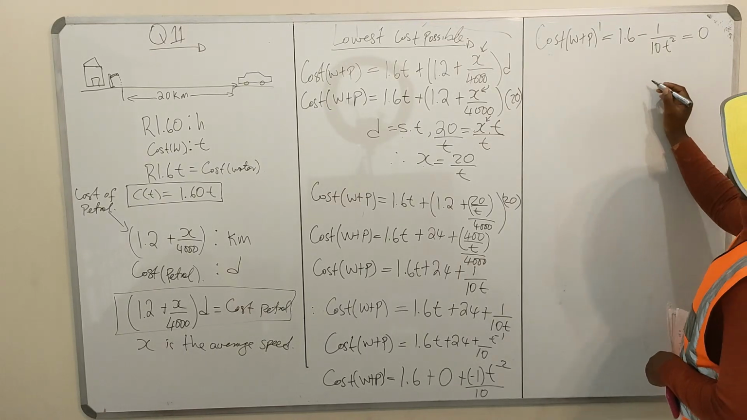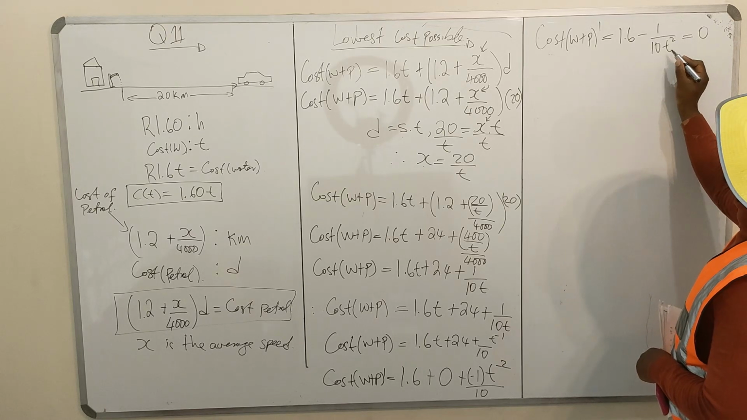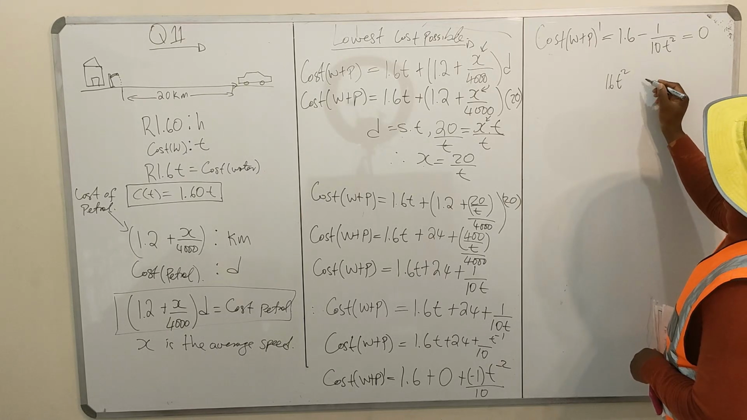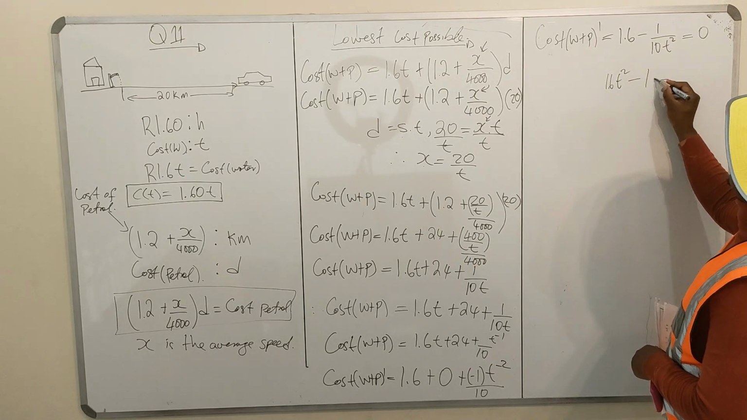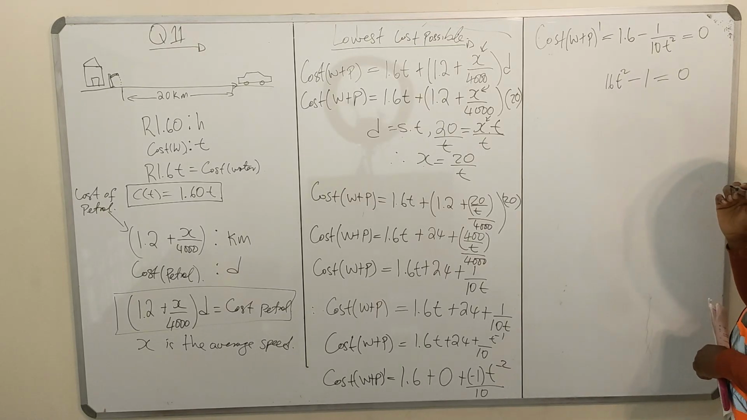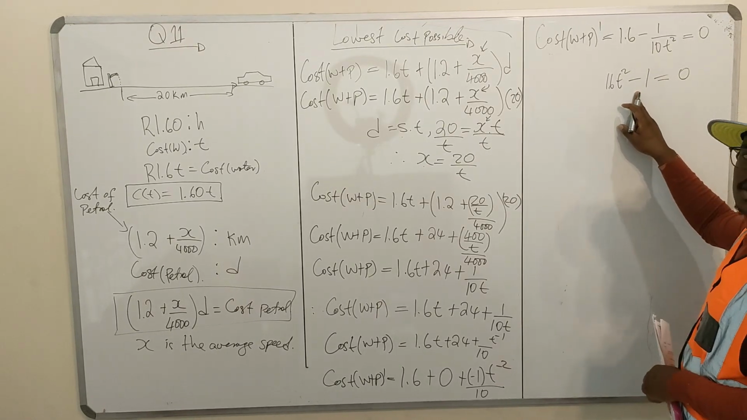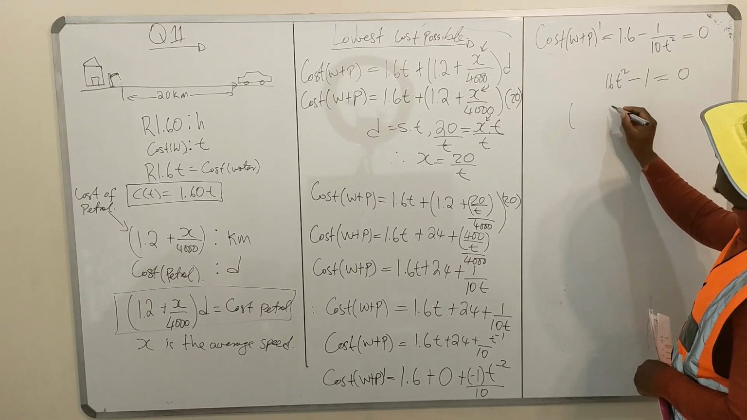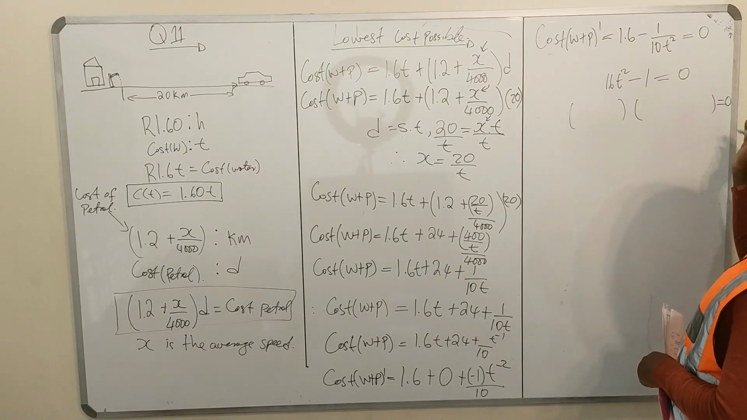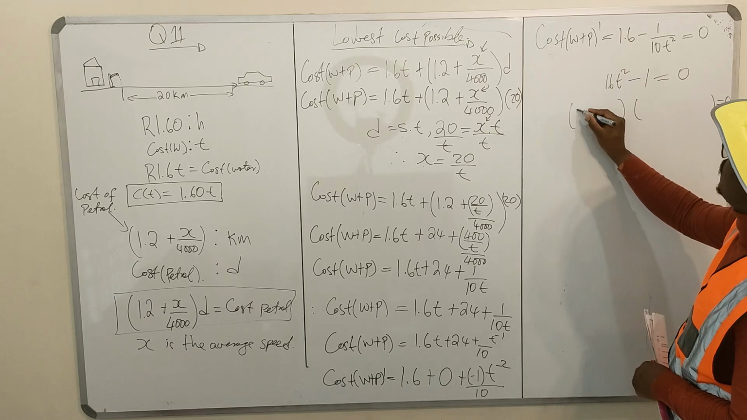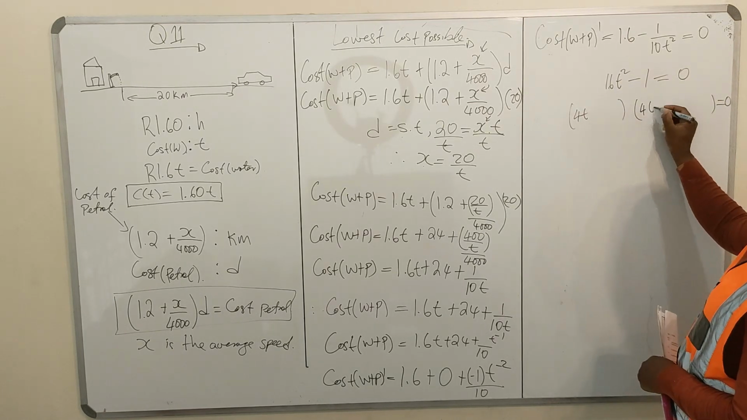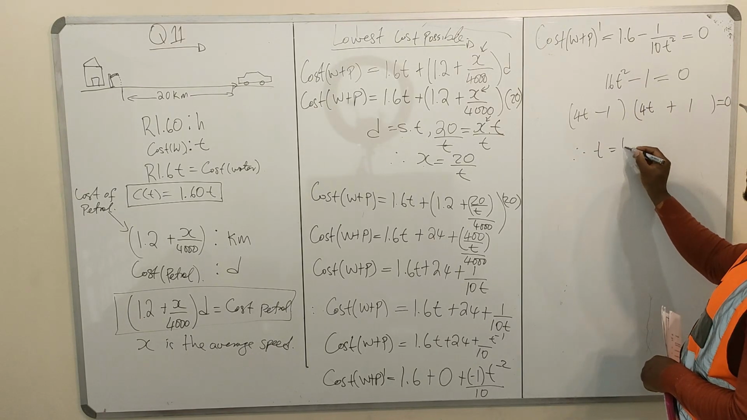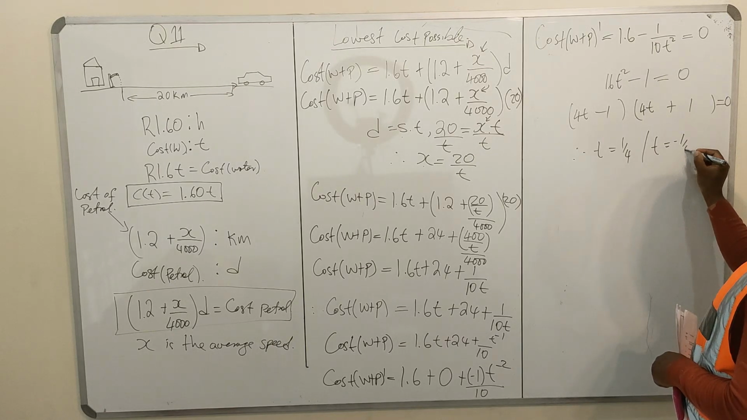So multiply by t squared throughout. What do you get? You're going to get 16 t squared minus 1 is equal to 0. Then you can factorize this, or you can use the quadratic equation. To factorize it, it will be something similar to this, equal to 0. So you have 4t plus 1 and 4t minus 1. Therefore, your t is equal to 1 over 4, or your t is equal to minus 1 over 4.